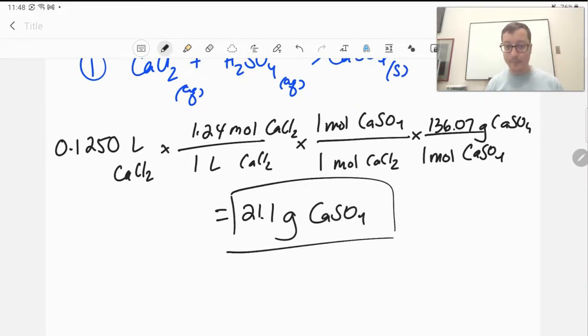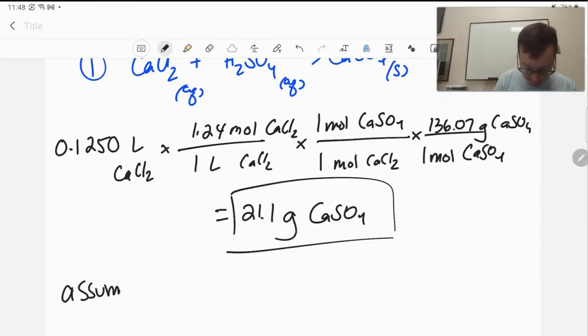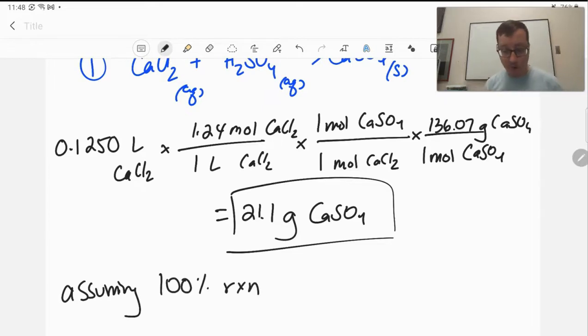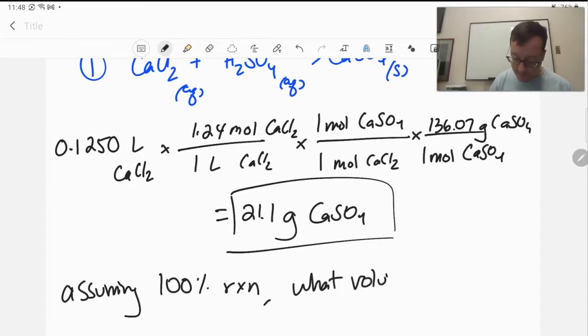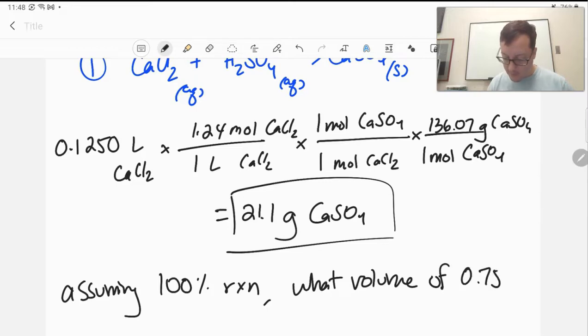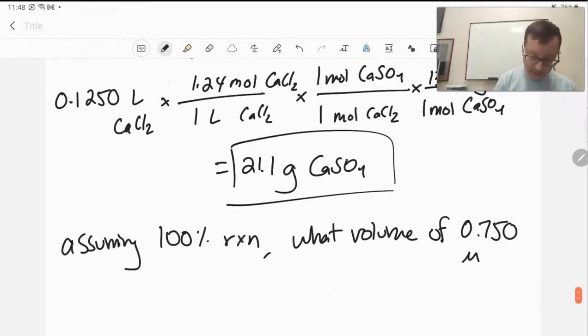So we can do that. We can also say, all right, assuming 100% reaction, which generally these are, what volume, let's say we're using 0.75 molar H2SO4 was required.